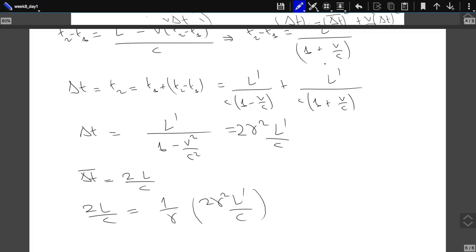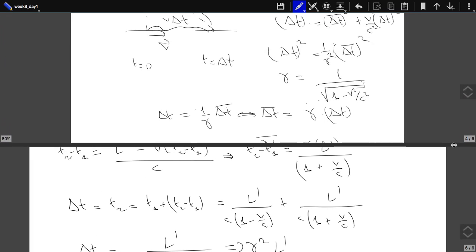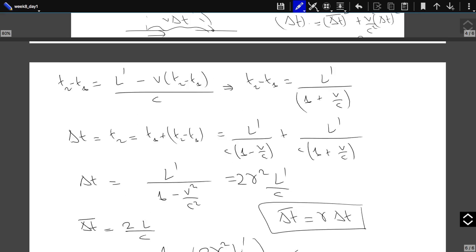But if you take delta t bar equal to gamma delta t, you don't get this one. Let's see what t2 minus t1 is.